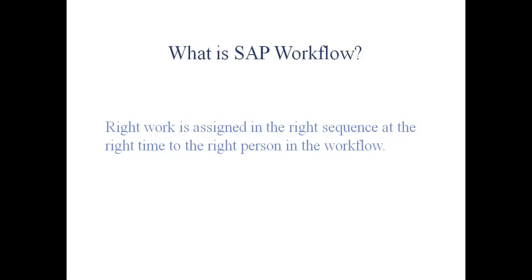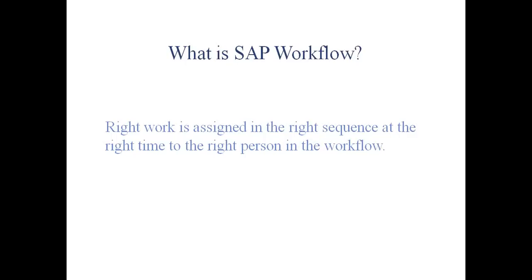Then coming to the right time. Right time means, suppose within 3 days the manager has to approve that particular request, and then it should go to the partner. So the 3 days is defined in the system. This pre-planned deadline, this timeline, is actually defined in the system.